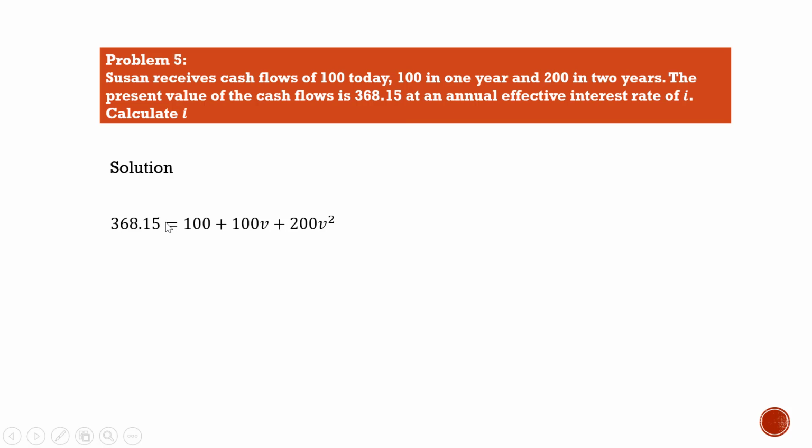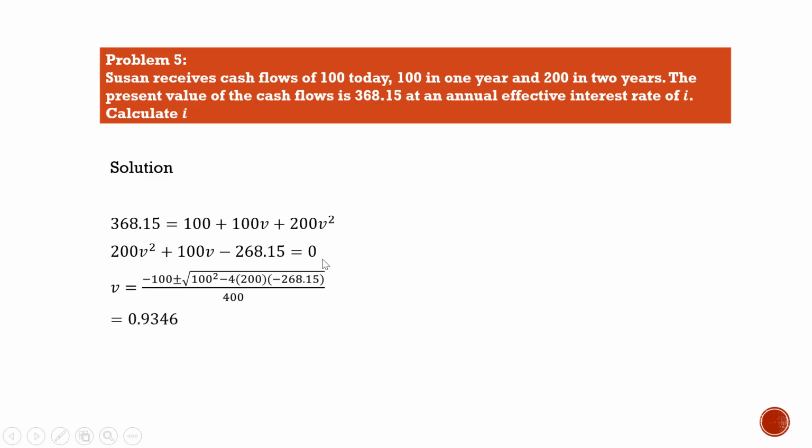And from here, this is quadratic, so we are going to solve for v. We rewrite the equation into the standard form of a quadratic equation: 200v squared plus 100v minus 268.15 is 0. And v should be 0.9346. Here v will have two values, one positive and one negative, but v cannot be negative, so we take only the positive answer. And from v we are going to find I. Remember, v is 1 plus I to the negative 1, so to find I, we take 1 divided by 0.9346, then subtract 1. We have 7% as the answer for I.